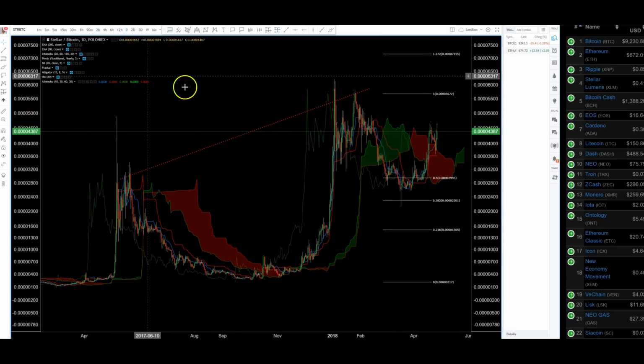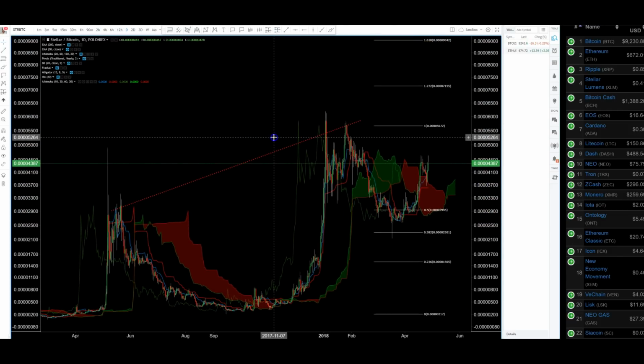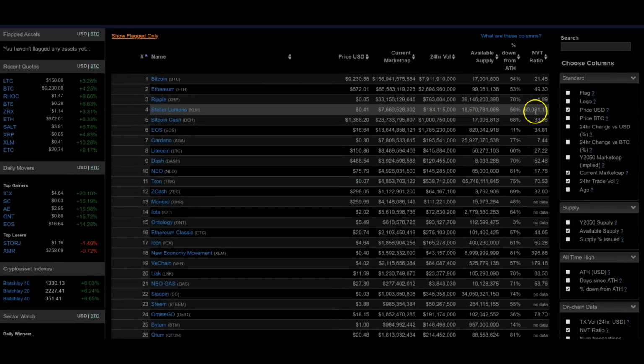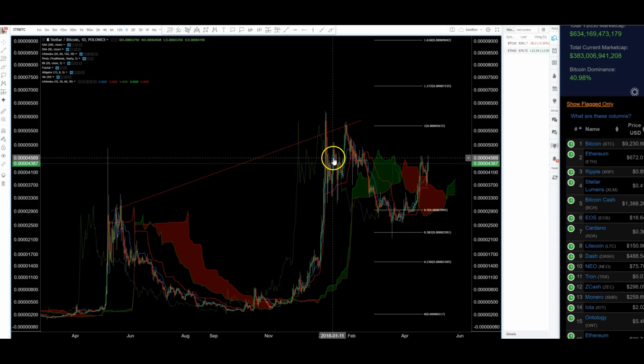If you look at Stellar's NVT ratio, interestingly enough, it's either super high or incorrect. Let me just check out what it's right here. Basically, when the NVT is super high, it just says it's overvalued based on that metric. Anyway, so it looks good for continuation on cloud.